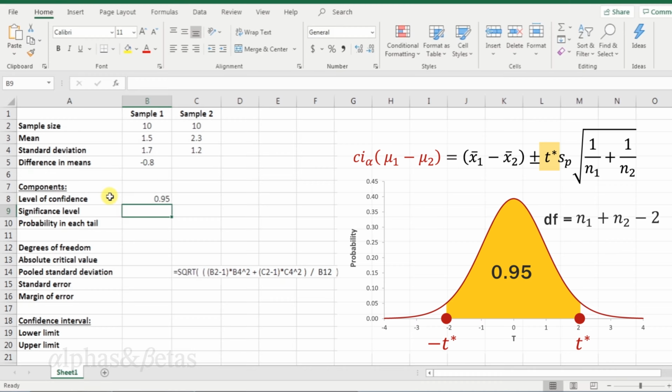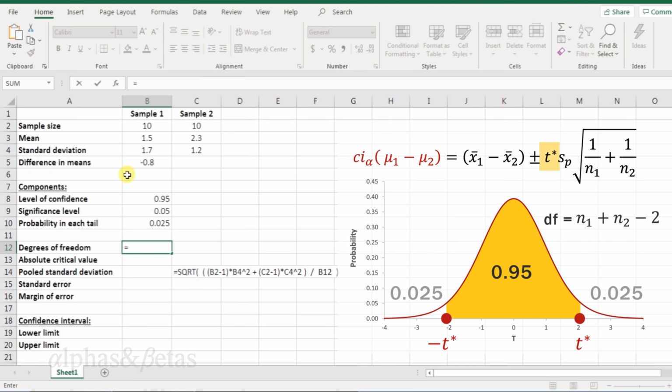The total probability under the curve is 1. So this is equivalent to a significance level of 1 minus 0.95, so 0.05, in total across the 2 tails of the distribution. The 0.05 is split equally between the 2 tails, so the probability is 0.025 in each tail. The degrees of freedom is the sample 1 size plus sample 2 size minus 2.